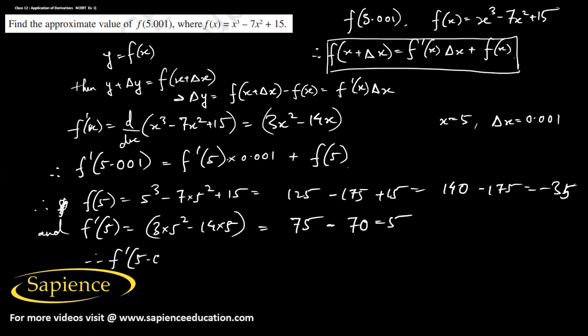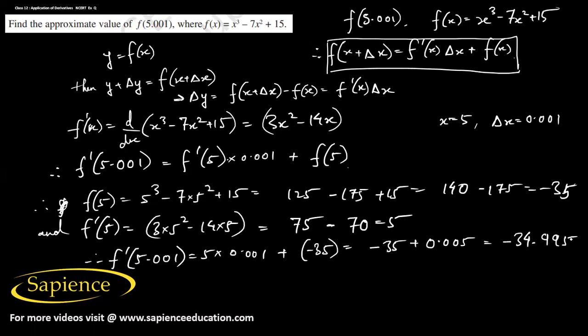So therefore, f of 5.001 will be equal to f dash 5, which is 5, into 0.001 plus f of 5, which is minus 35. So this is minus 35 plus 0.005. So this will be minus 34.995. This is the approximate value of f of 5.001. Thank you.